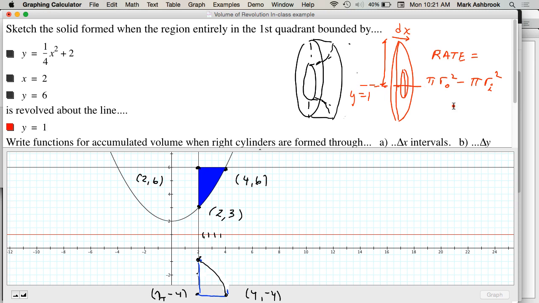It's not the y coordinate because we're not revolving this thing around the x-axis anymore. We're revolving it around y equals 1. So it's not a y coordinate, but it is some big change in y. It's the change in y from y equals 1 out to the far radius of our cylinder. So what is that big change in y? All of them are bounded out here by y equals 6. So y equals 6 minus 1, r outer is 5.